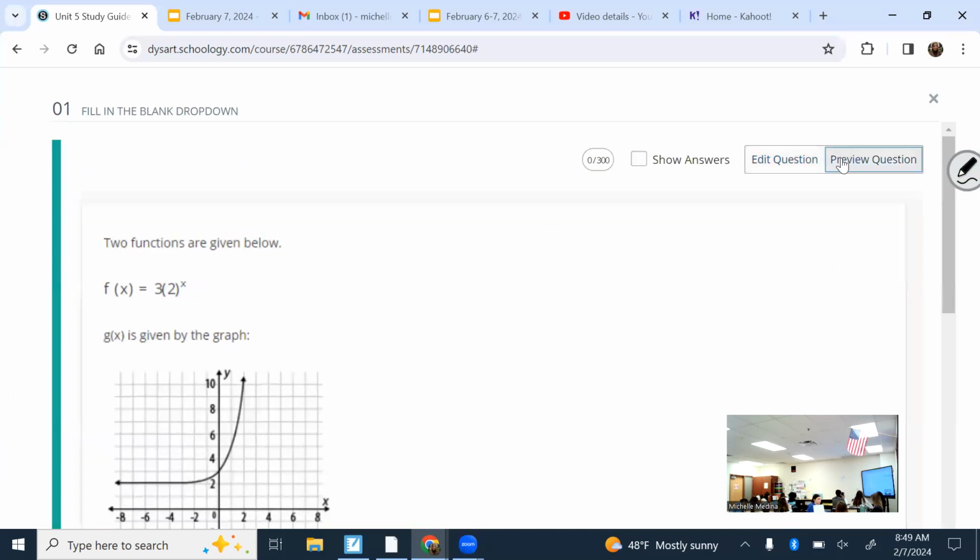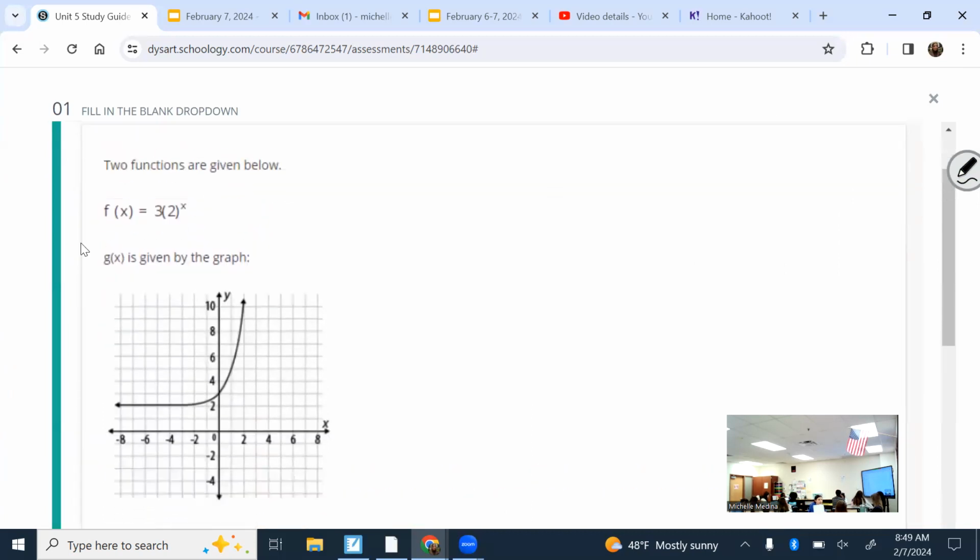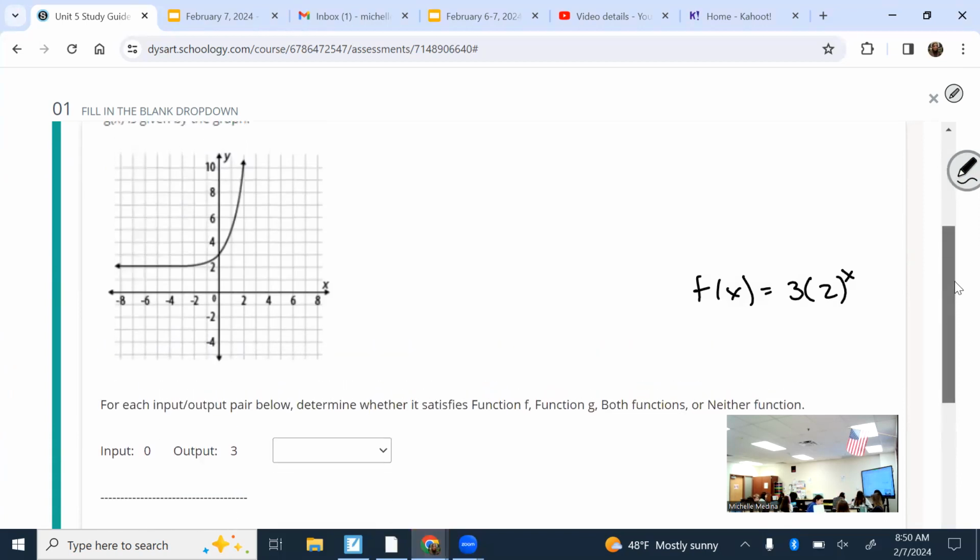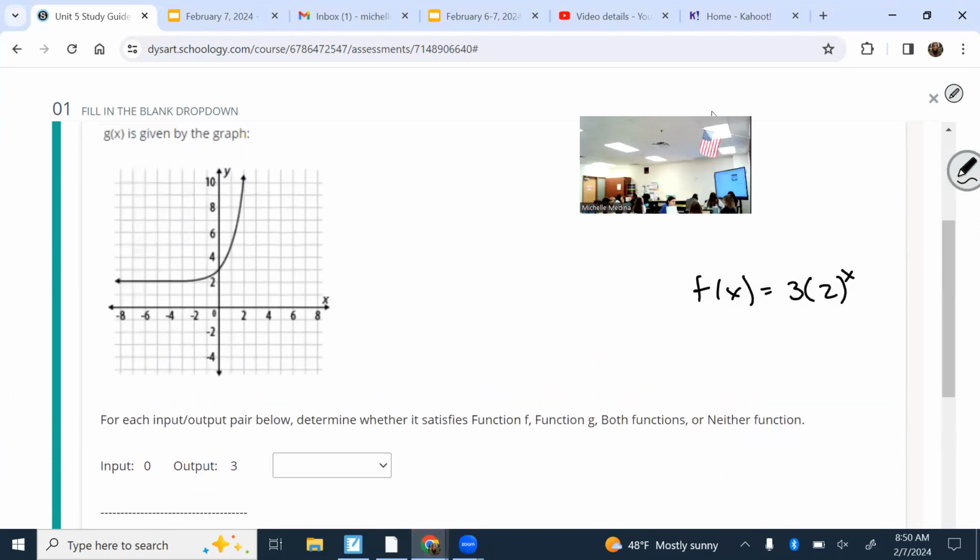So we have functions shown in different forms, one as an equation and the other one as a graph. To save room, I'm going to put the equation on this side. And the question is, for each input-output pair, determine whether it satisfies function f, function g, both functions, or neither function. You should have seen something similar to this on your quiz before. So it's here again. It's going to be on your test again.